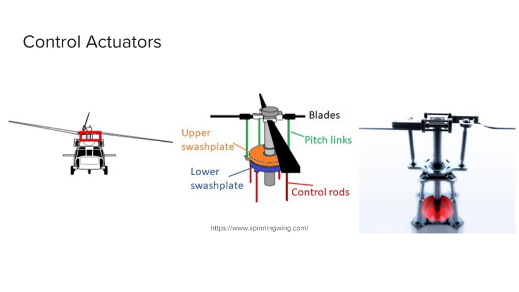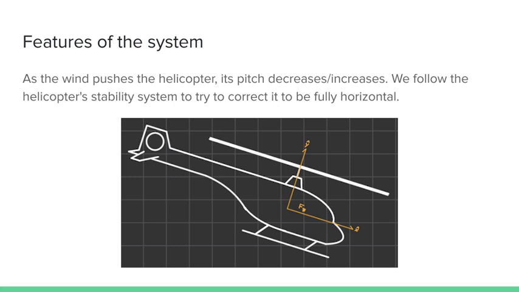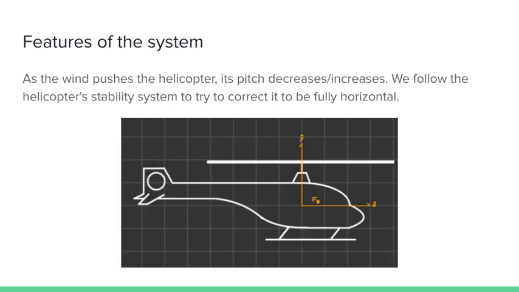This brings us to our statement. Given a helicopter hovering, we'll be analyzing the stability of an aircraft with headwind effects. The image below shows the pressure of the wind acting against the surface area of the helicopters. The analysis will consist of an equation of motion, a block diagram, and general points on how the helicopter stabilizes itself. Looking more into it, we can see as the wind pushes the helicopter, its pitch decreases and increases. We follow the helicopter stability system to try and correct that it should be fully horizontal.